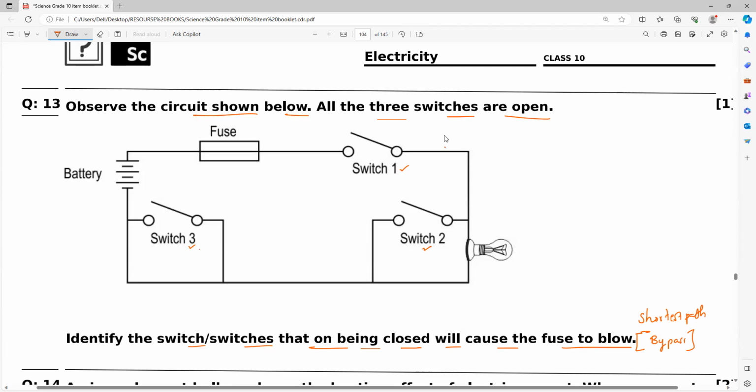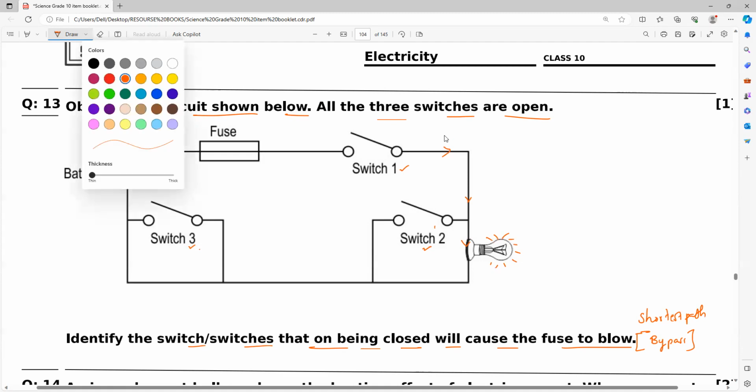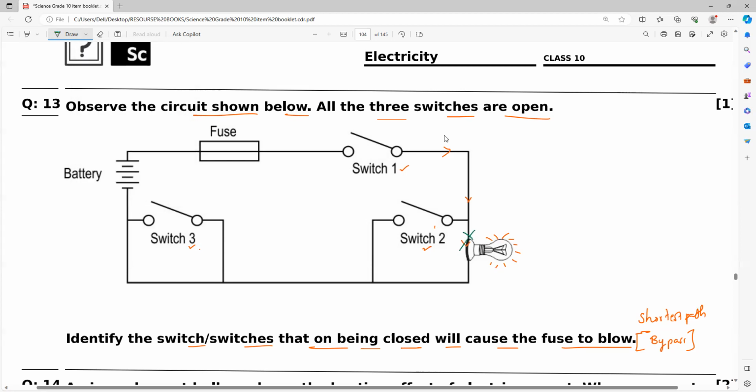the current will come and pass through the bulb. So the bulb will start glowing and then it will come here. As it is passing through the resistor, the fuse will never melt. Now if I close switch 1 and switch 2 both, what will happen? No current will pass through the bulb. Instead, it will take this path and directly go back to here.